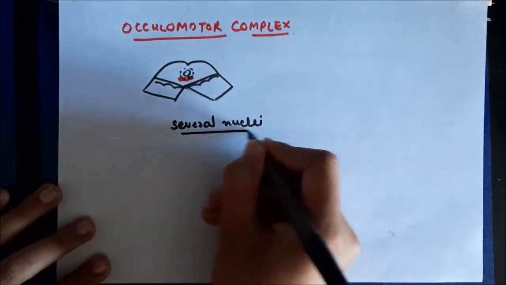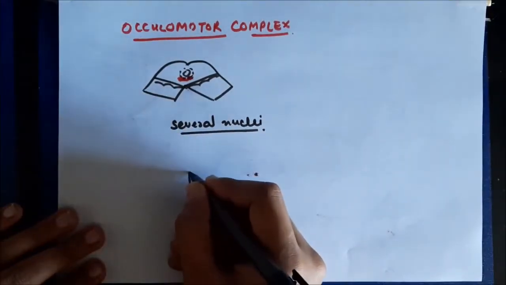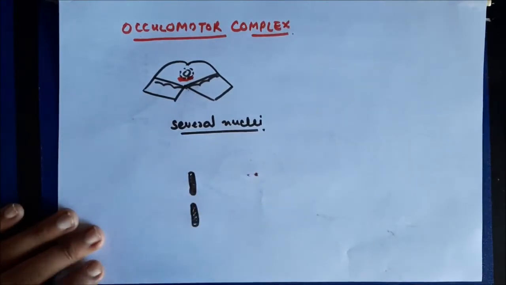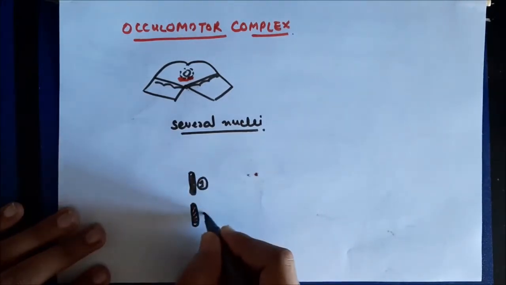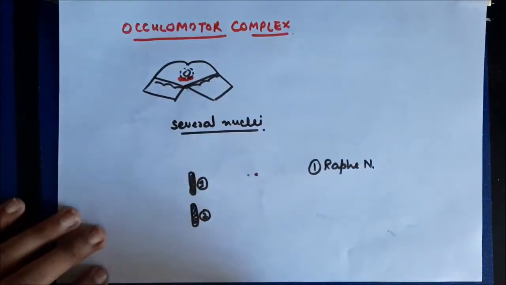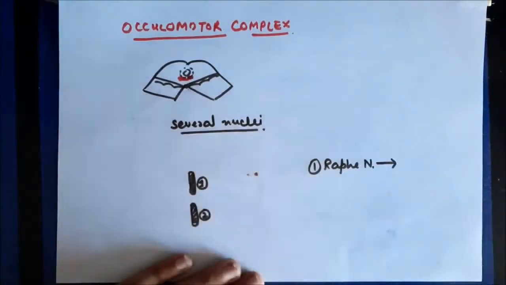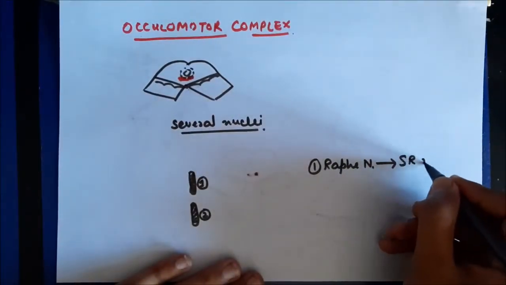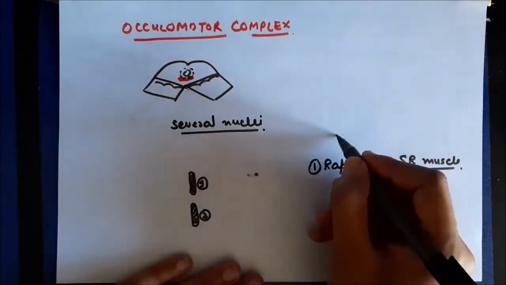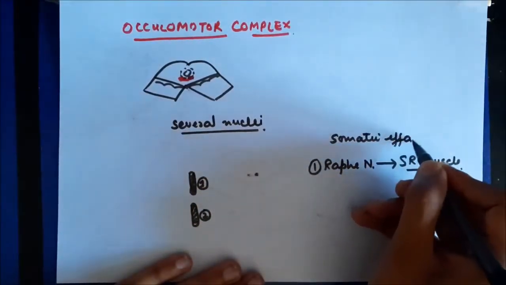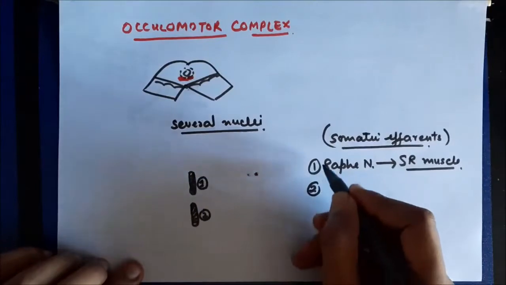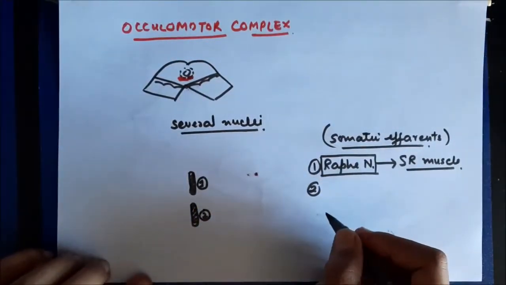Several nuclei are a part of the oculomotor complex. Let us start with these two basic nuclei, nucleus number 1 and nucleus number 2. Nucleus number 1 is called the Raphe nucleus, and it provides somatic efferent fibers to the superior rectus muscle. These are all extraocular muscles, so somatic efferent fibers from these nuclei go to the extraocular muscles.